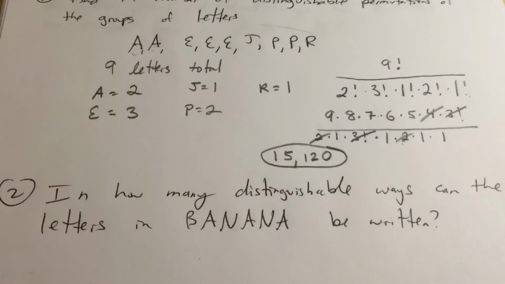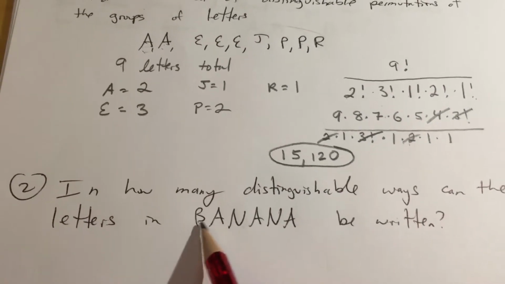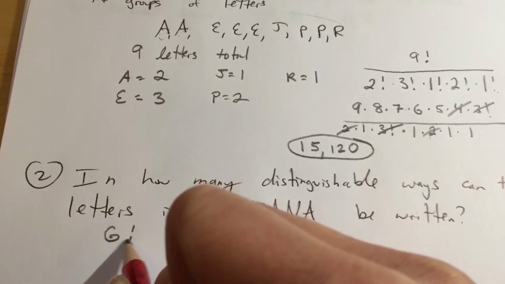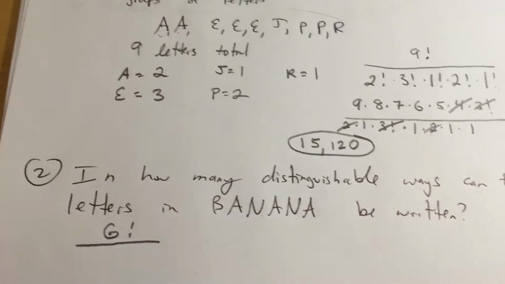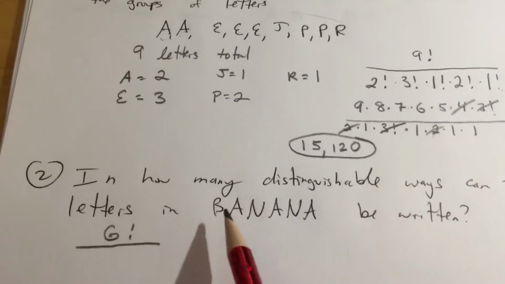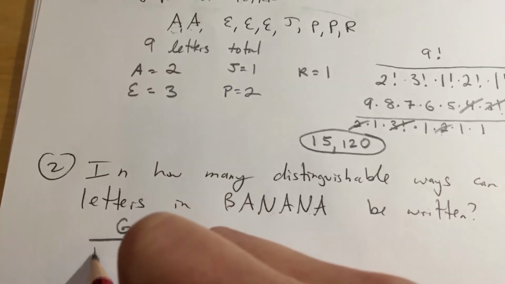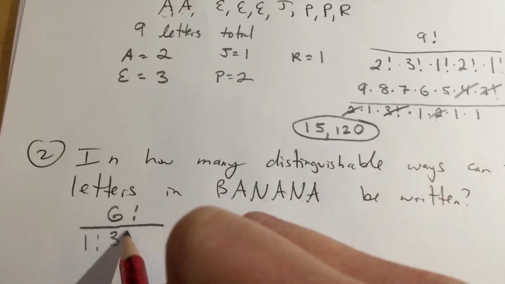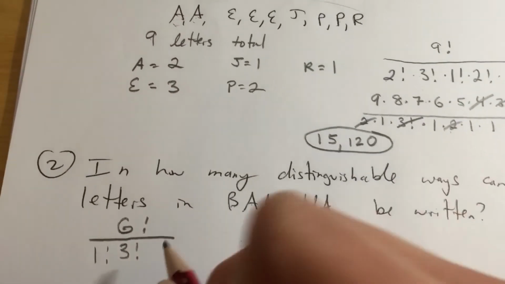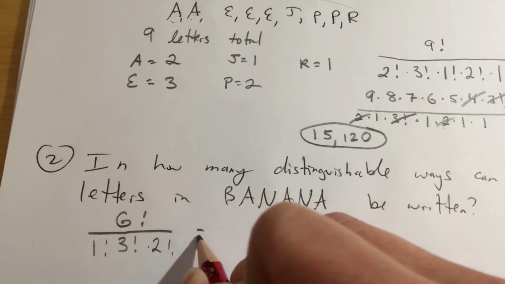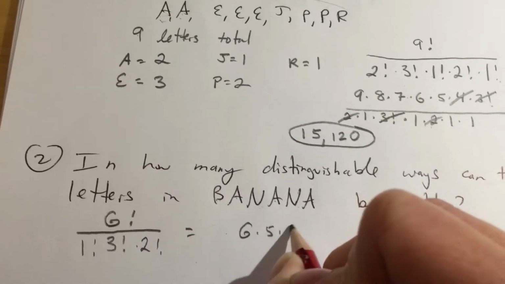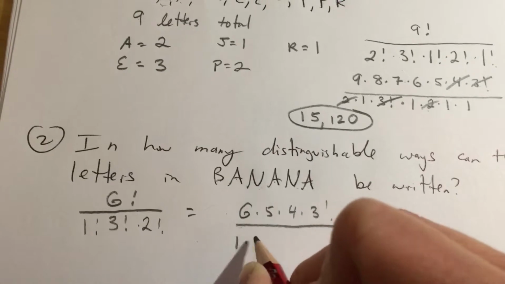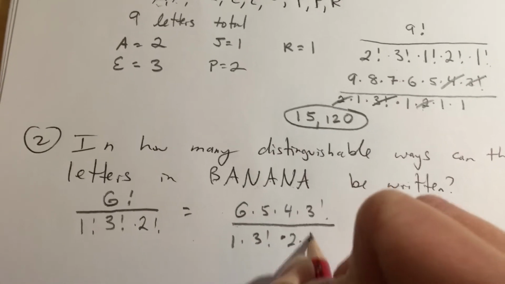All right. So we first should have counted our letters. We have 1, 2, 3, 4, 5, 6. So we have 6 letters. All right, I'm just going to jump right into writing our permutations. So I have 1 B, so 1 factorial. I have 1, 2, 3 A's, so 3 factorial. And then I have 2 N's, so 2 factorial. So 6 times 5 times 4 times 3 factorial, over 1 times 3 factorial times 2 times 1.